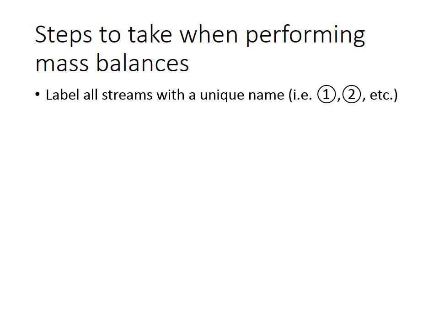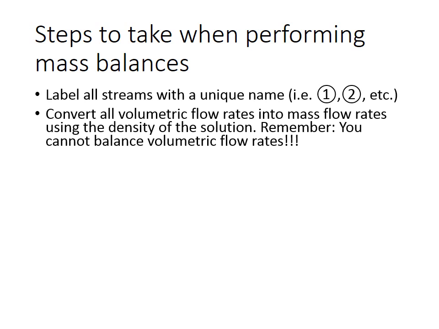First and foremost, just label all the streams with a unique name. It could be numbers, it could be names, but make sure that they all have a unique name. And before doing any other calculations, if you're given any flow in volumetric flow rate units, like gallons per minute, liters per minute, cubic meters per hour, remember first to convert it into a mass flow rate using the density of the fluid that you are balancing. You cannot do a balance with volumetric flow rates. You must convert to mass first.